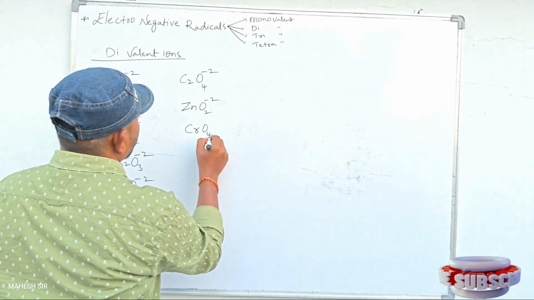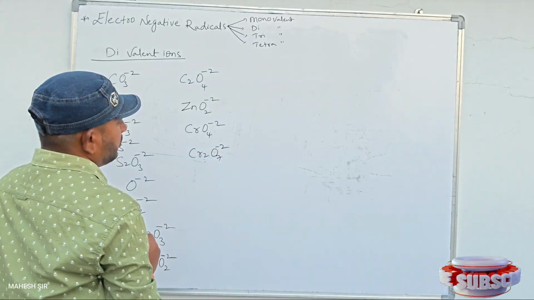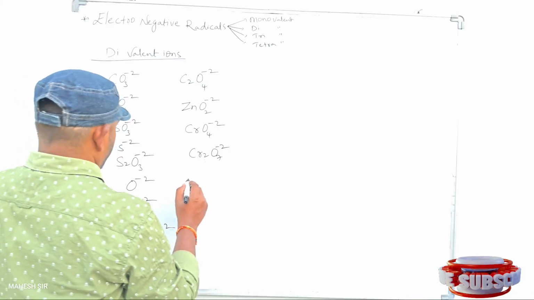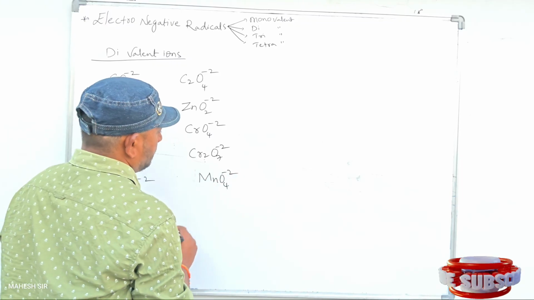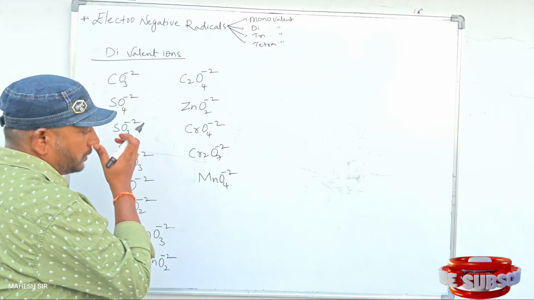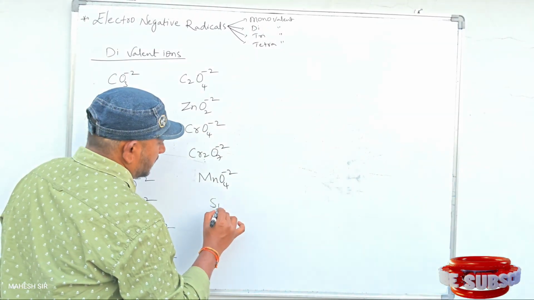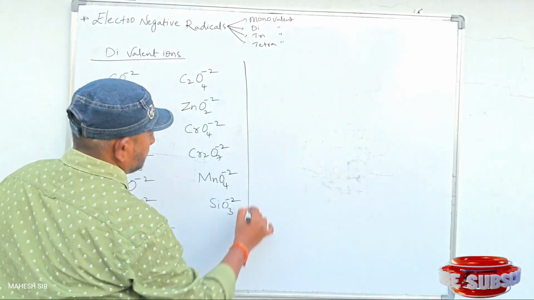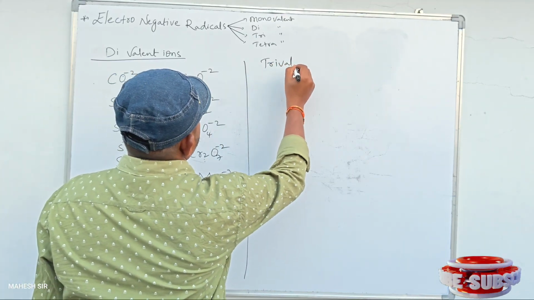ZnO2 minus 2, zincate, chromate, CrO4 minus 2, chromate, Cr2O7 minus 2, dichromate, manganate, MnO4 minus 2, manganate. MnO4 minus is permanganate, MnO4 minus 2 is a manganate. Silicate. These are the divalent and trivalent.